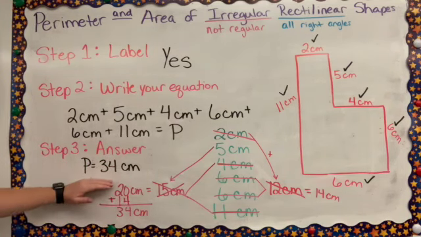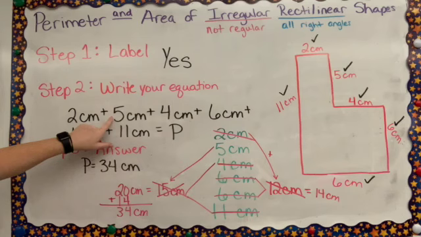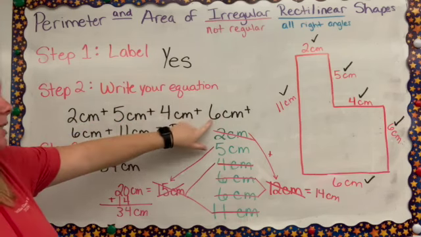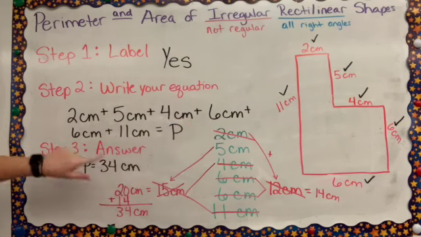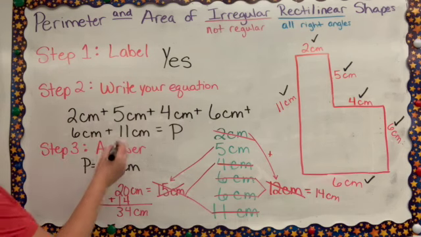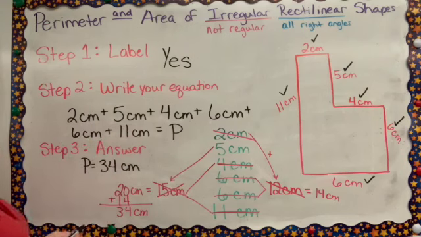Now, if you just want to check over yourself, or you just like to go in a straight, neat, nice line, you can do that. 2 plus 5 is 7. 7 plus 4 is 11. 11 plus 6 is 17. 17 plus 6 is 23. 23 plus 10 is 33. And then add one more is 34. So you can do that.